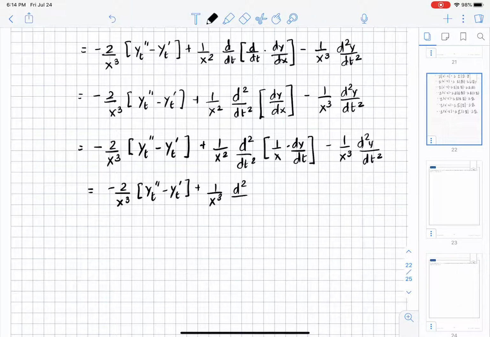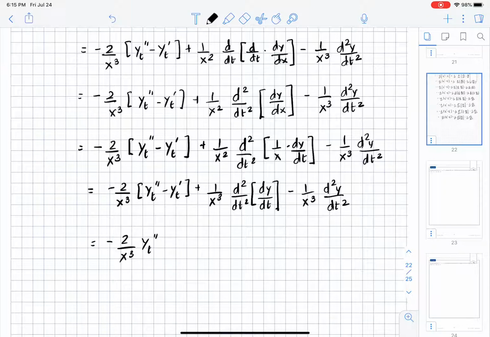d squared over dt squared of dy over dt, minus 1 over x cubed d squared y divided by dt squared. So minus 2 over x cubed yt double prime plus 2 over x cubed yt prime plus 1 over x cubed d squared y divided by dt squared dt, which is d cubed y divided by dt cubed, minus 1 over x cubed yt double prime.